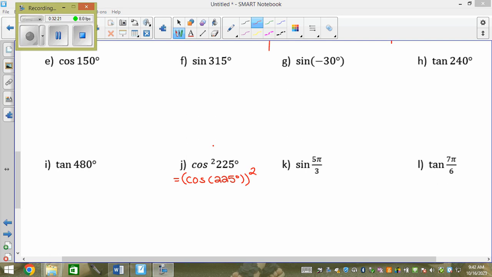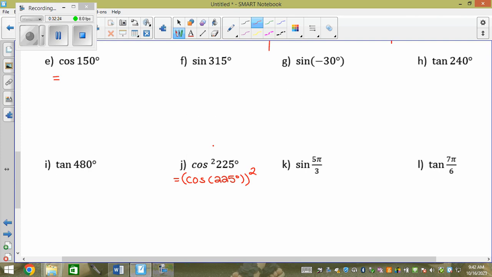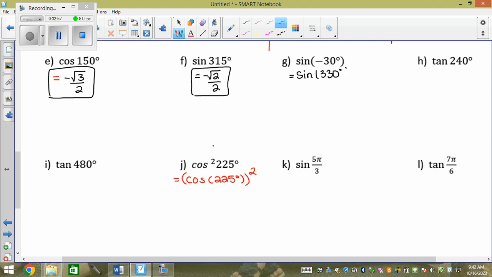Cos 150 is the x at 150, which is negative root 3 over 2. Sine at 315 is the y at 315. What's that going to be? Negative what? Root 2 over 2. Sine negative 30, you can visualize it if you want to, or you can just add 360 to it and know that it terminates the same spot as 330, which is going to be negative a half.